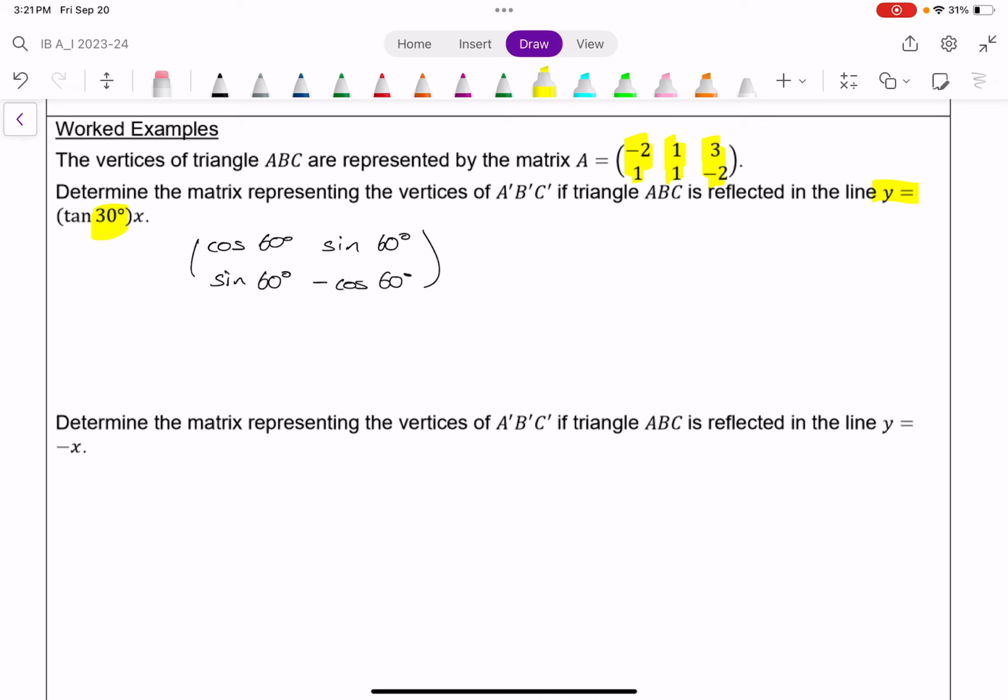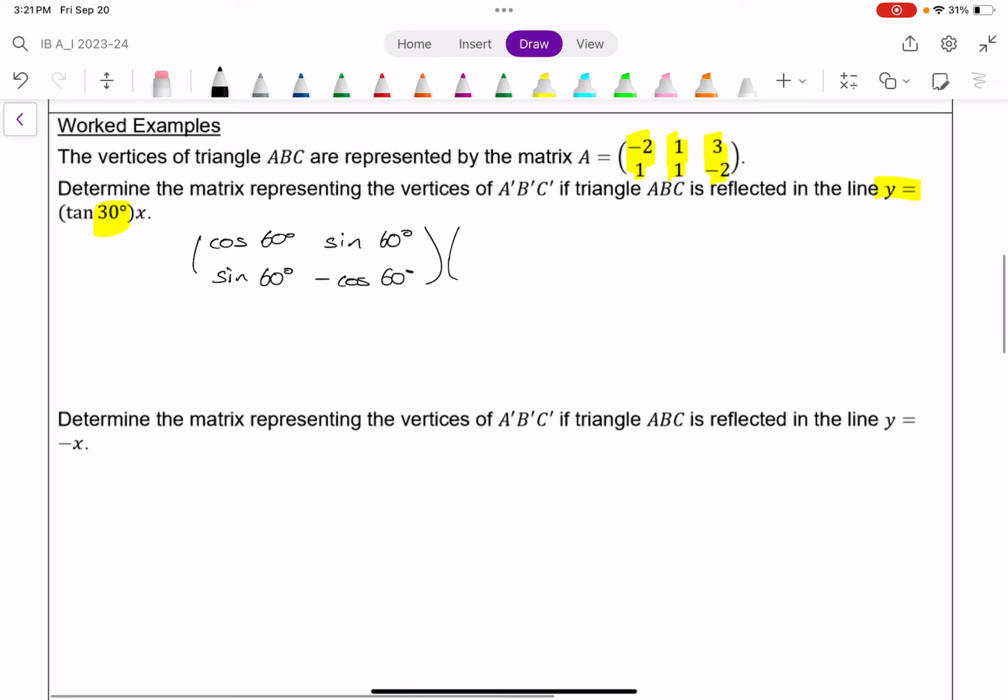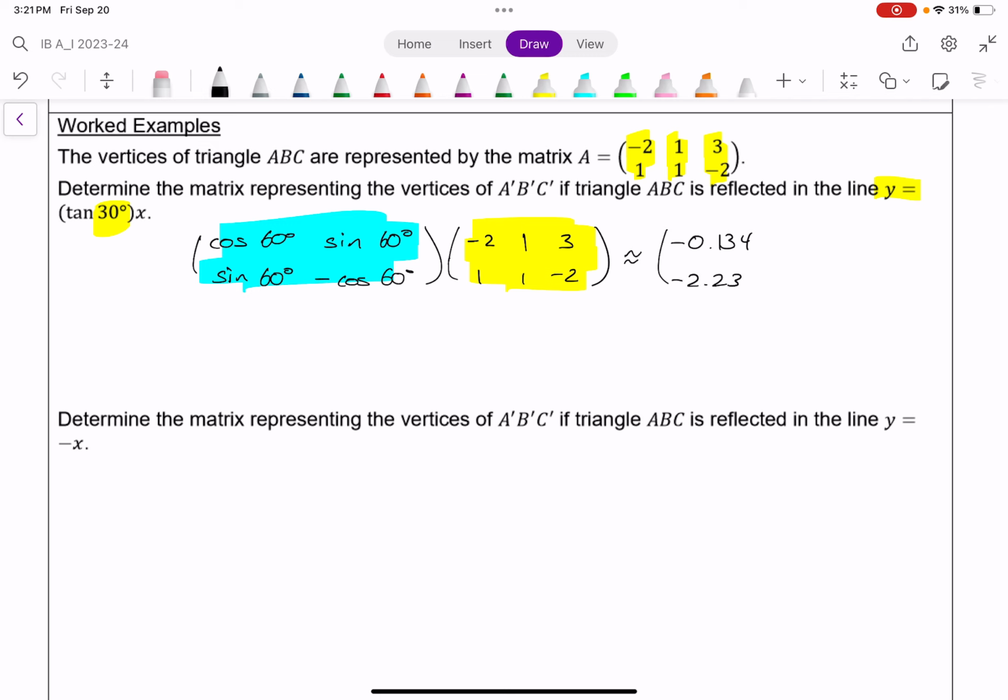So that's my transformation matrix, and I multiply that by this matrix here of my vertices. Right, so here's matrix T, here's matrix A, and I would just use your GDC, and you get, I'll write everything as 3 significant figures. The actual messy numbers aren't so important. It's how we get here that matters.